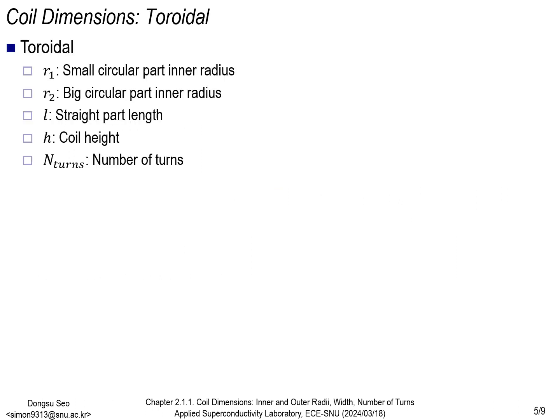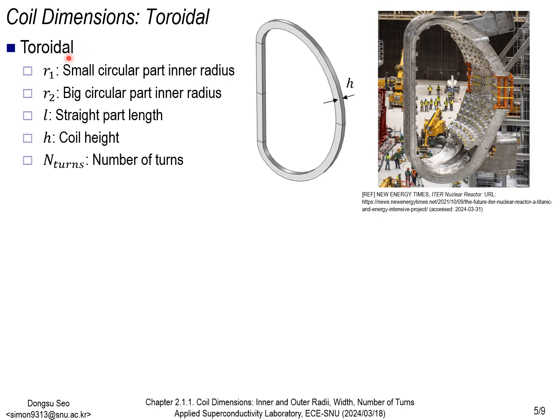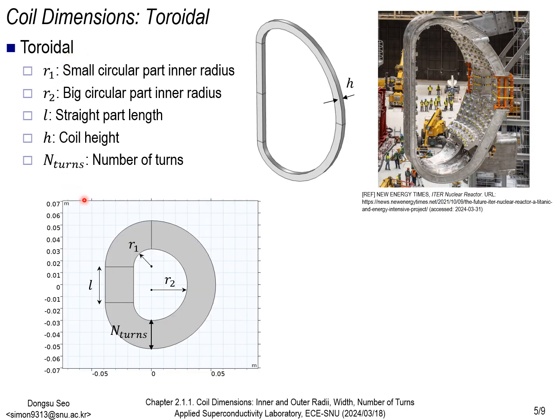Second, the toroidal shape. Toroidal is a multiple arrangement of D-shaped coils consisting of small circle curvature, large circle curvature, and straight sections. It can be divided into the inner radius of the small circle, the inner radius of the large circle, the length of the straight section, the coil height, and the number of turns.